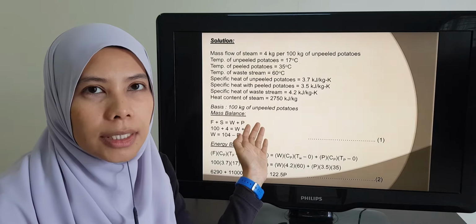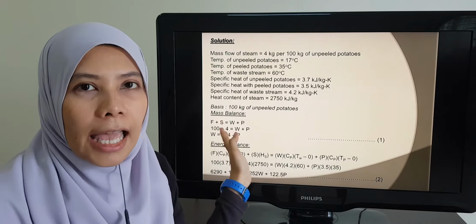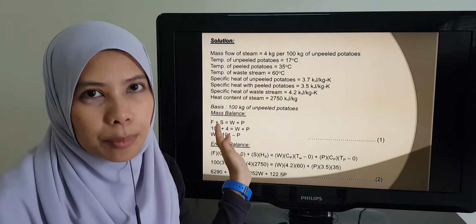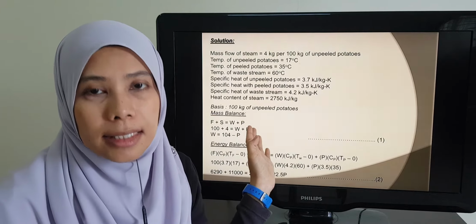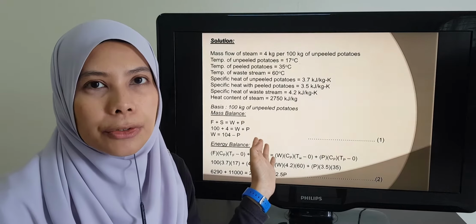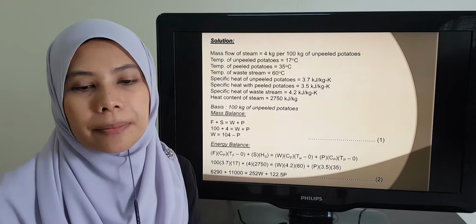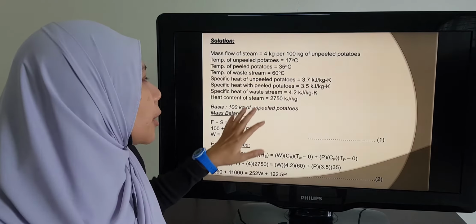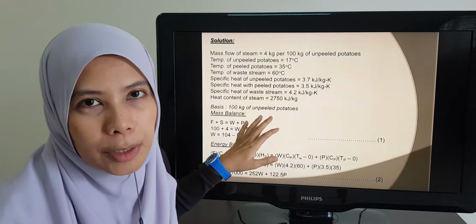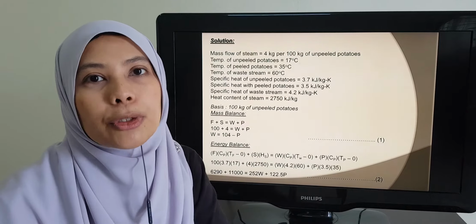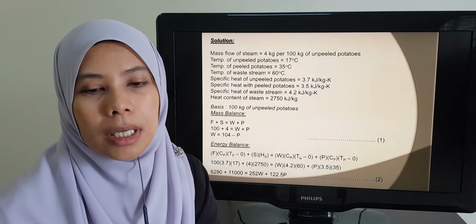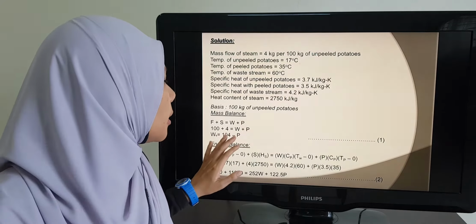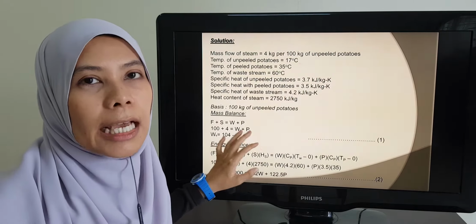Label your inlet and outlet. For this one, I label it as F plus S equals W plus P. F is the unpeeled potatoes, S is the steam, W is the waste stream, and P is the peeled product, peeled potatoes. It is given in the problem statement that for every 100 kilograms of unpeeled potatoes, you need to use 4 kilograms of steam. So we have 100 plus 4 equals W plus P.